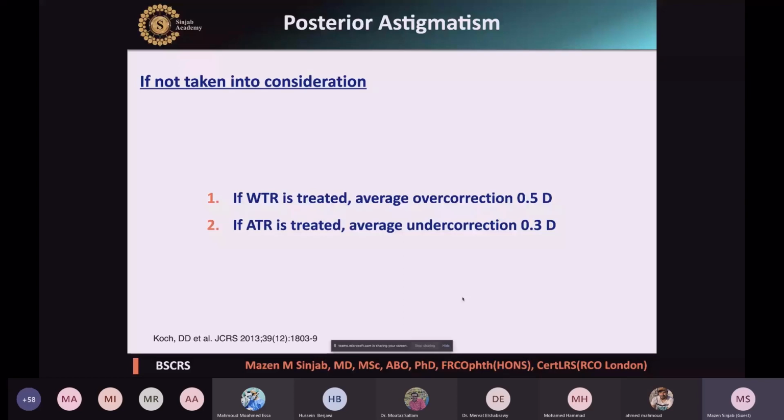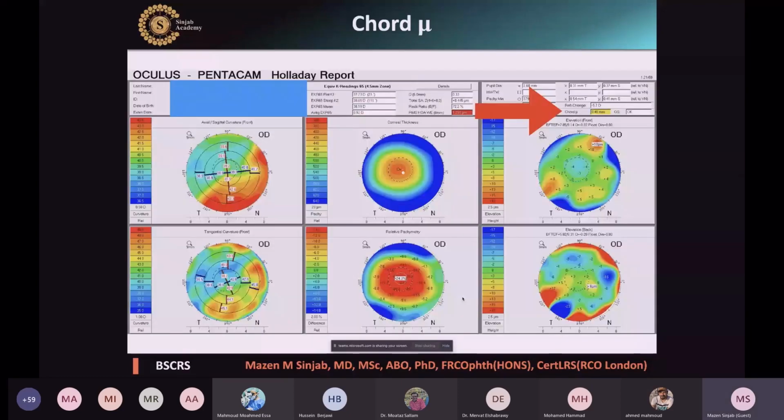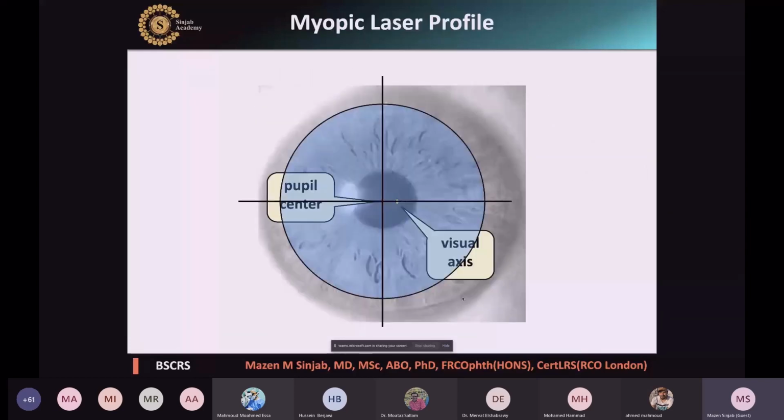We come to the angle kappa. Angle kappa by the Pentacam is given by chord mu by holiday report. So remember, it can be given in the Pentacam by chord mu. Now, you know that it is roughly the distance between pupil center and visual axis. Now, if we are doing myopic laser profile, usually by default, the excimer machines will centralize the profile with the pupil center, unless you shift it, okay?